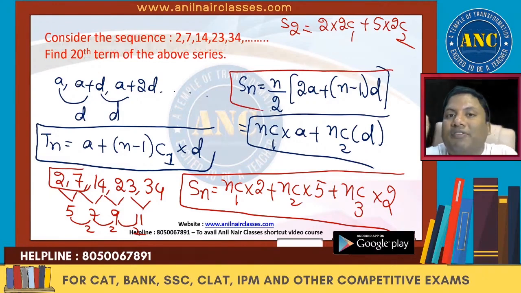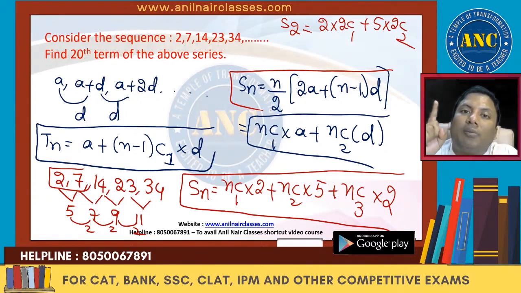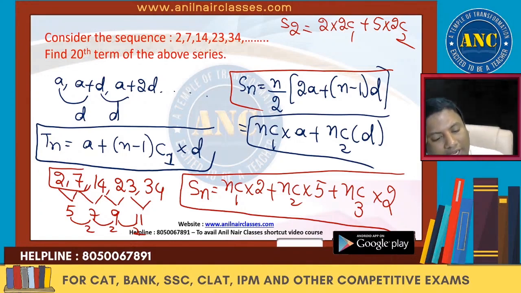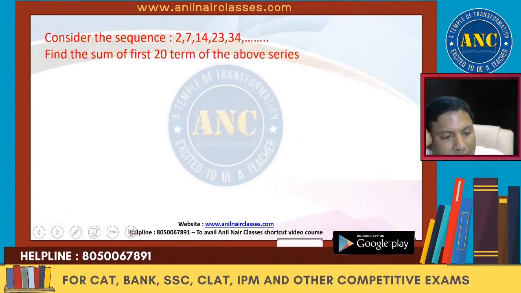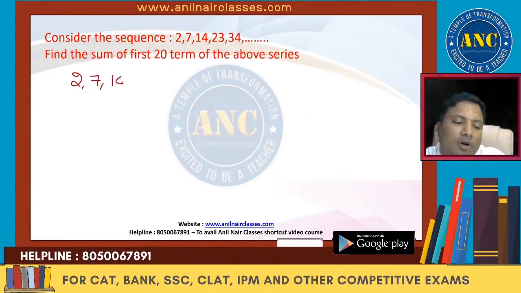This is the power of listening to Anil Nair's special CAT workshops. I will not only tell you the formulae, I will tell you the proof behind the formulae. I hope the idea is clear. Suppose the question is like this: 2, 7, 14, 23, 34. Sum of first 20 terms.